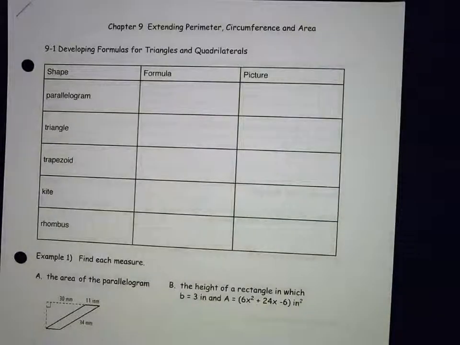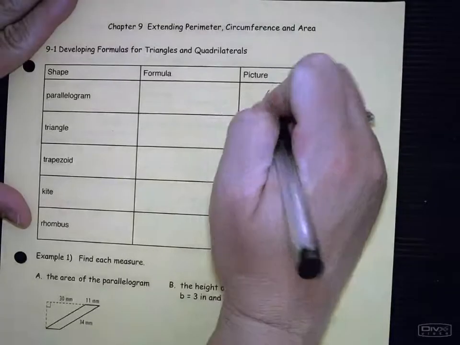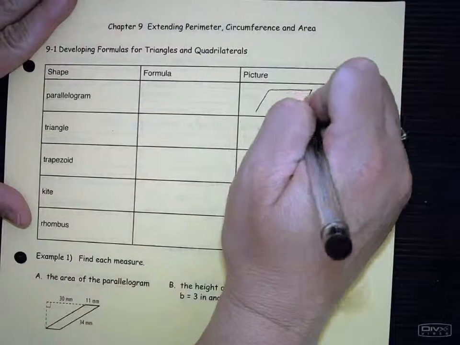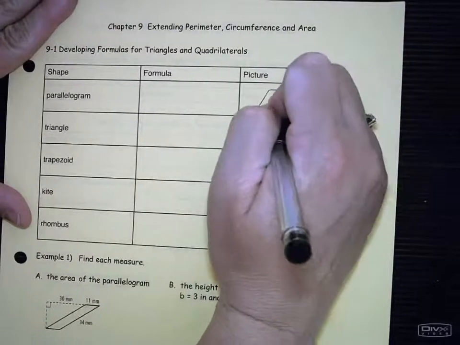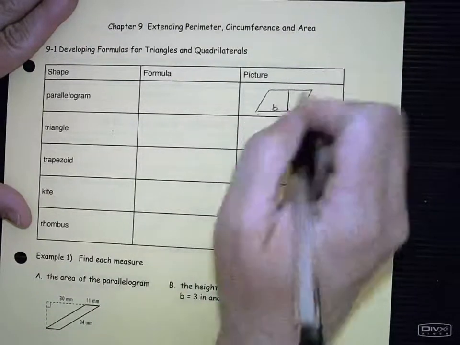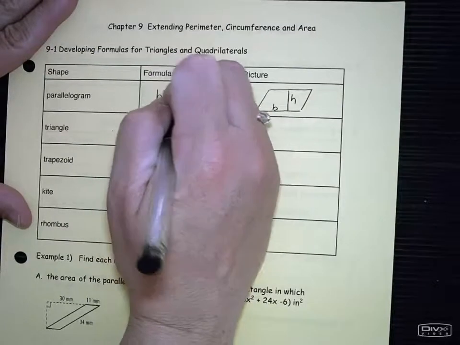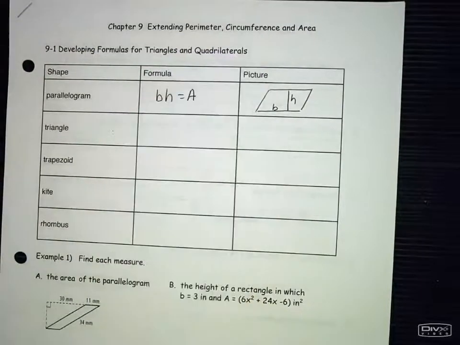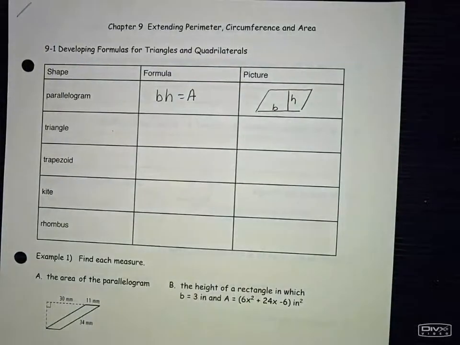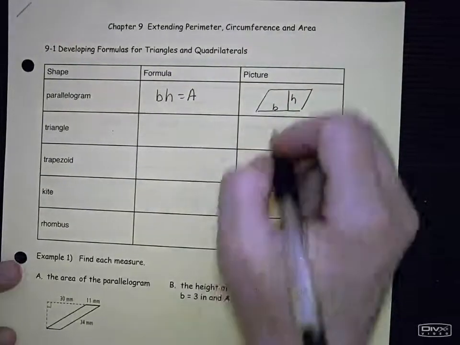Chapter 9, Section 1, we are developing formulas for triangles and different quadrilaterals. And the first one, we're going to have a parallelogram. And the formula for the area of a parallelogram is base times height. So area equals base times height. It's kind of like a rectangle.